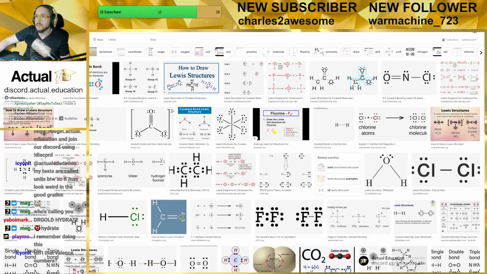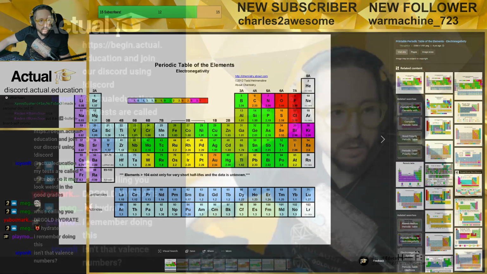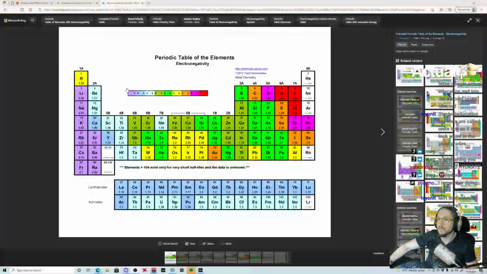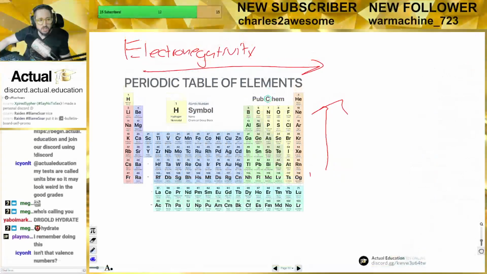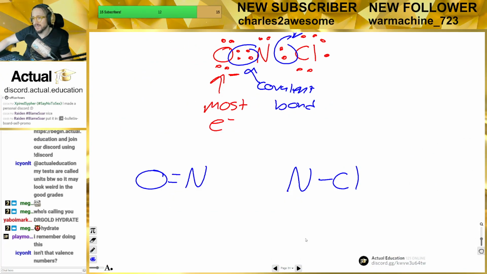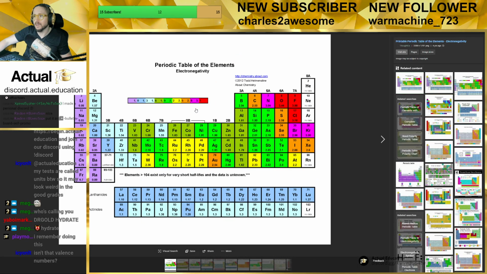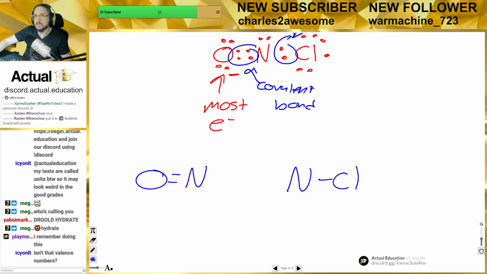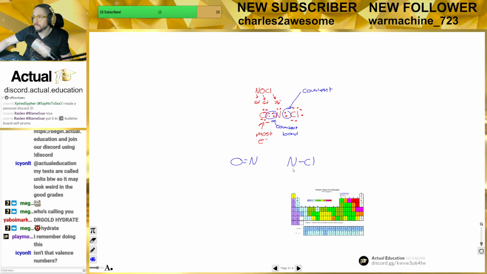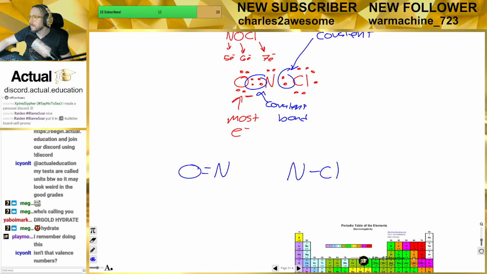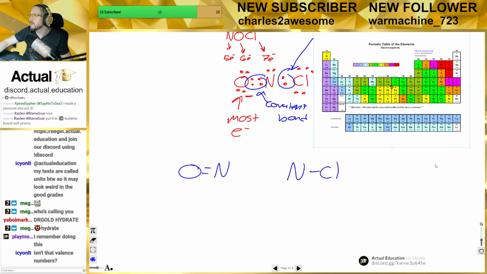Yes, good. Do you guys see where this comes from? There's also a table you guys can use. He should give that to you, but we didn't get that. One second, let me copy this image. Okay. So chlorine has a slightly higher electronegativity than nitrogen, right?